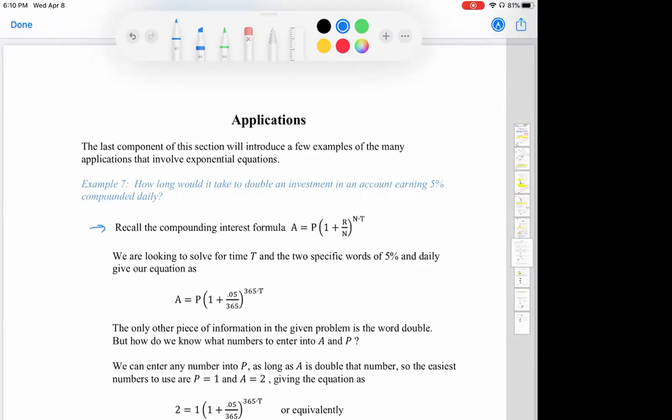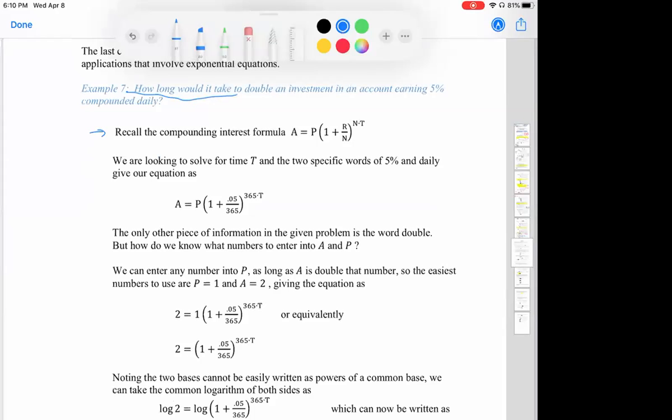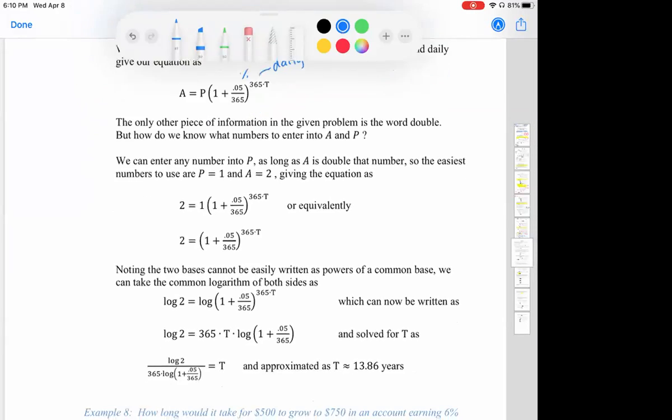We are looking to solve for time. How long would it take, right? And two specific words, 5% and daily, give us our equation. All I did was take the daily and the percent. The only other piece of information given in the problem is the word double. But how do we know what number to enter for A and P? We can enter any number for P as long as A is double that number. So the easiest numbers to use are 1 and 2: P for 1 and A for 2. So that we have this equation.